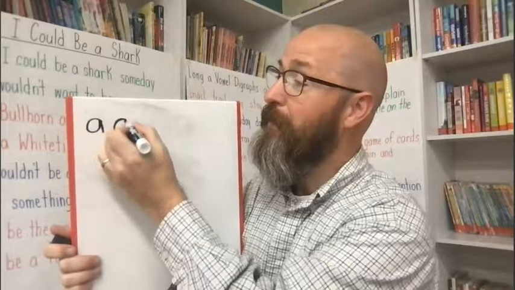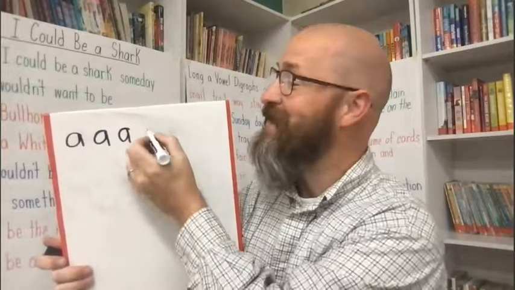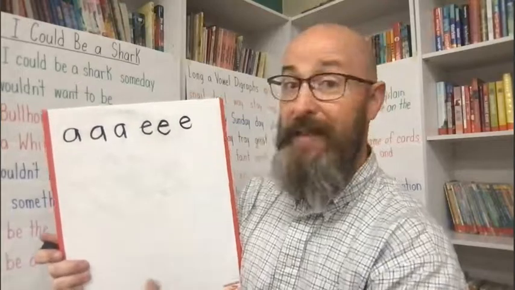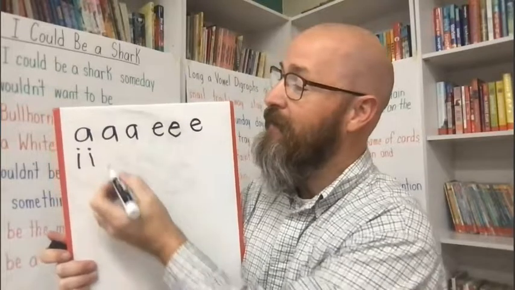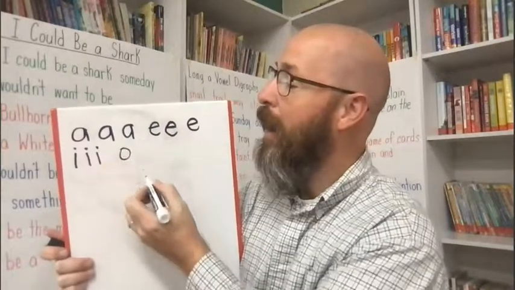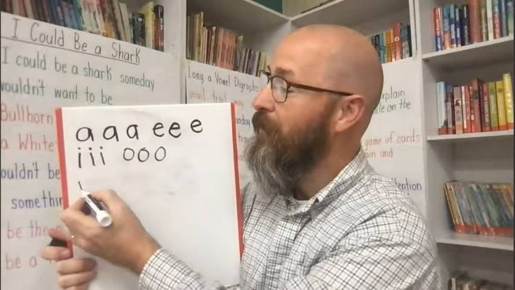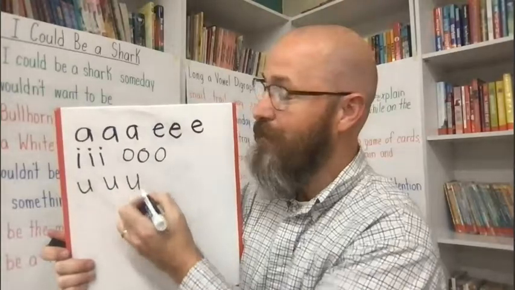A, A, A. Then let's do the short E. E, E, E. Then let's do our short I. I, I, I. Do our short O. O, O, O. Last, let's do our short U. U, U, U. Thank you for doing that with me. I appreciate it as usual.